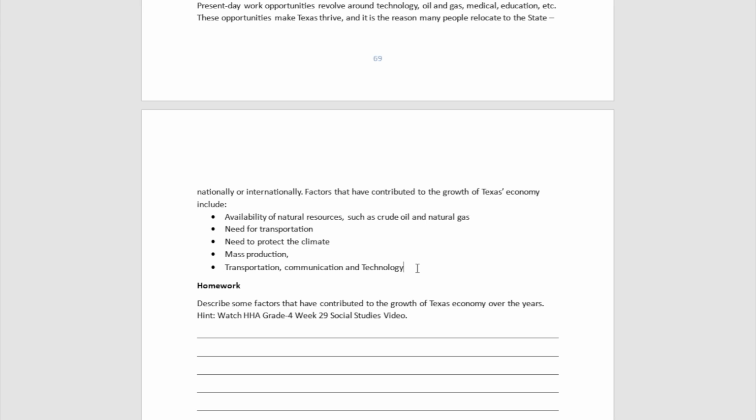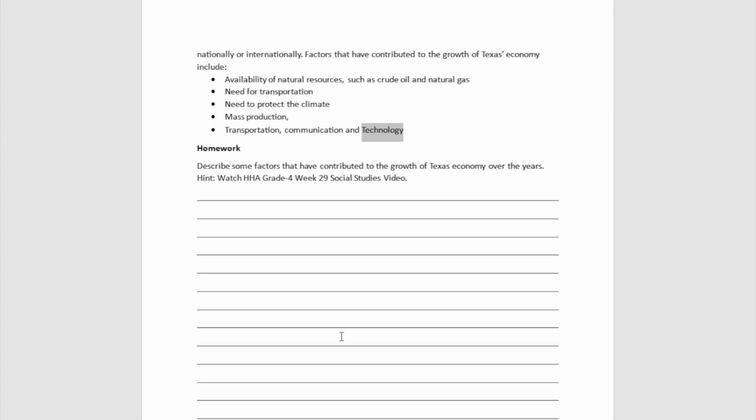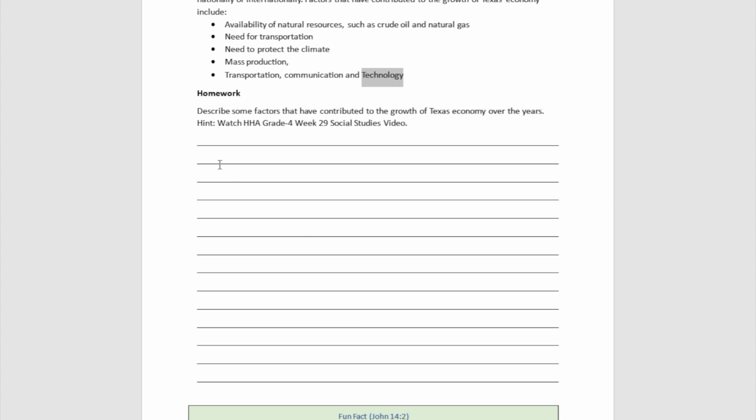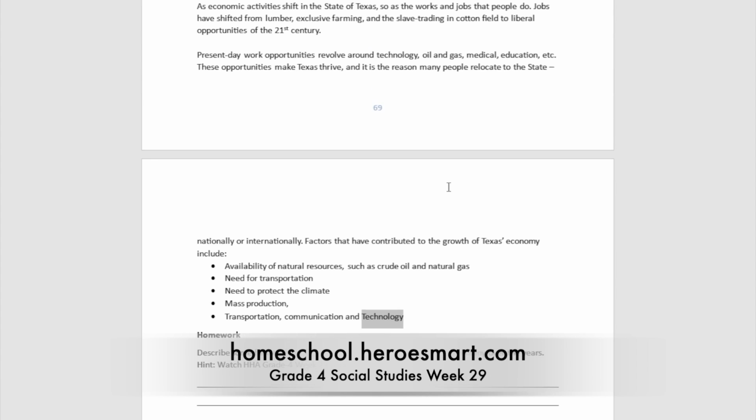For example, when there is an oil boom in the state of Texas, that's going to attract a lot of people. And when people come, there's going to be a need for transportation. There's going to be a need to mass produce things, to better cater to the communication needs and technology needs of the people. So with what I've said right now, try to describe in your own words to answer this question: Describe some factors that have contributed to the growth of the Texas economy over the years.